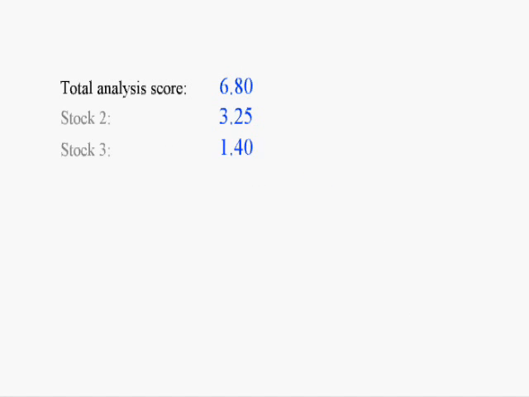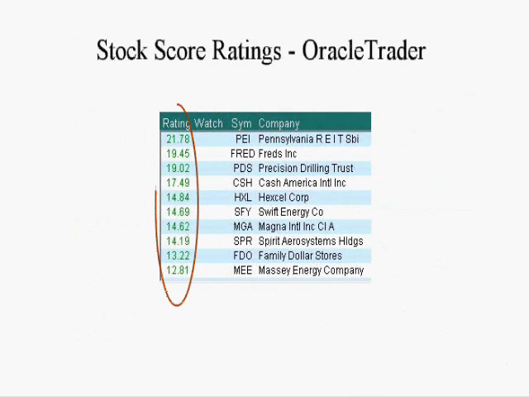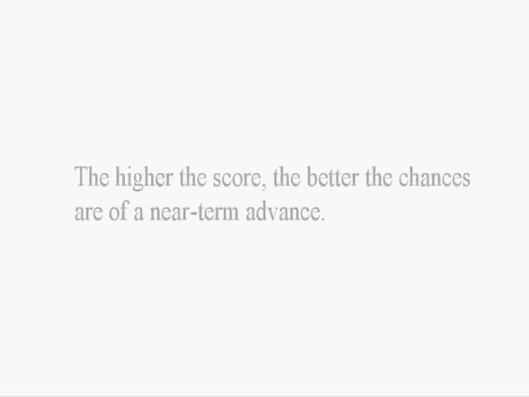We do that with the next stock, the next stock, the next stock, all 1,700 stocks. And what you get is the result of that scoring. Every stock has a score, and the higher the score, the better chances of a near-term advance. That's the simple explanation of Oracle Trader.